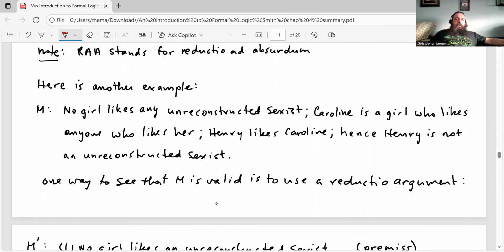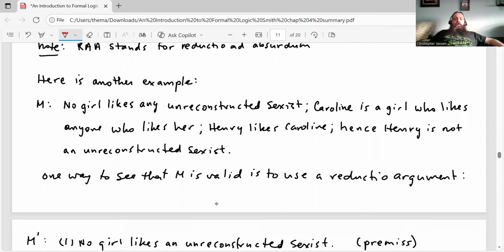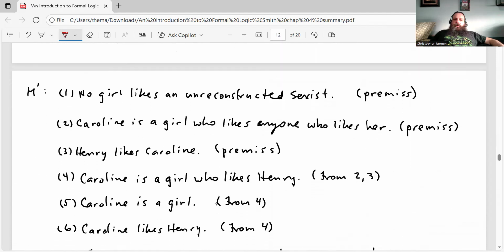Okay, here's another example. Argument M. No girl likes any unreconstructed sexist. Carolyn is a girl who likes anyone who likes her. Henry likes Carolyn, hence Henry is not an unreconstructed sexist. One way to see that M is valid is to use a reductio argument. So let's do that down here. This is M prime.